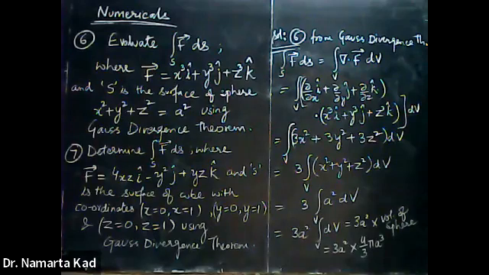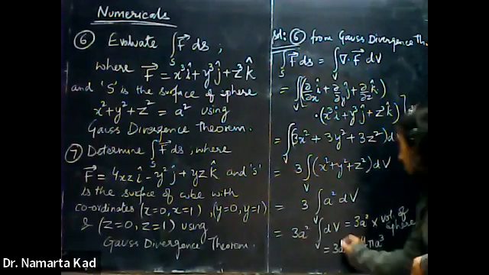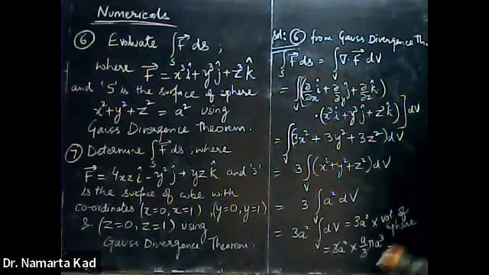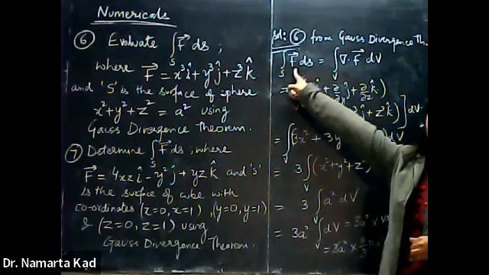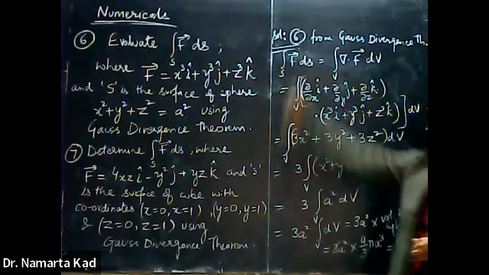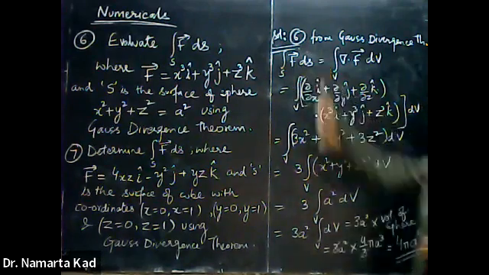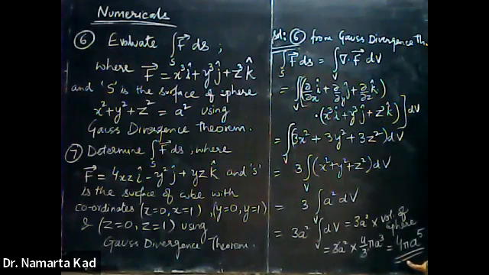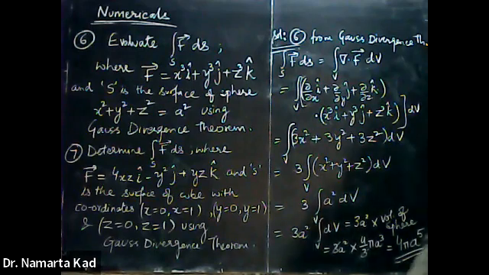So this 3 cancels out, and the final answer comes out to be 4 pi a to the power 5. Okay, so this is your final answer for the surface integral of F vector. So the surface integral of F vector comes out to be 4 pi a to the power 5. So this is the solution for the 6th numerical.